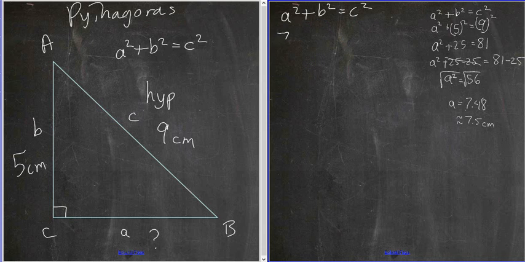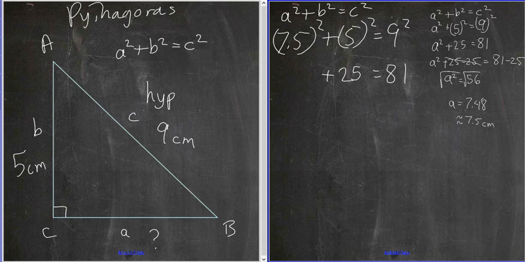7.5 squared plus 5 squared equals 9 squared. 9 squared is 81. 5 squared is 25. Can one of my students do 7.5 squared, please? What's 7.5 squared?